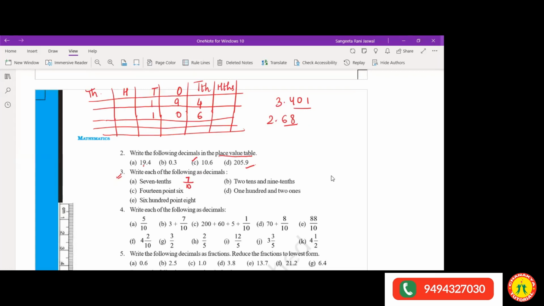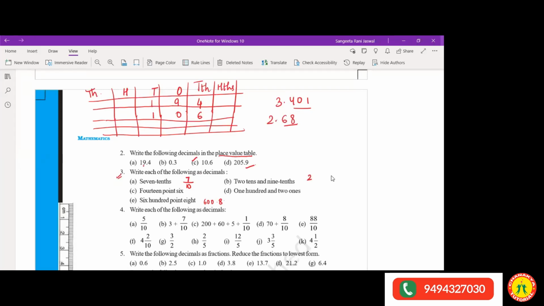600.8. This is written like this, 600.8. So this is simple, anyone can say it like this. Okay, this is not the actual way of writing in words. Now 2/10 and 9/10, this is the actual way. Now, how will you write 2/10 and 9/10?